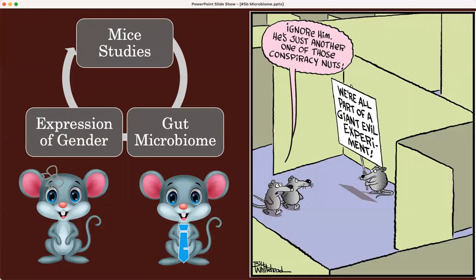So we're going to start with mice studies and the expression of gender and gut microbiome. I'm showing here a depiction of a mouse, a female with female characteristics, and a mouse with male characteristics. And the cartoon says, ignore him, he's just one of those conspiracy nuts. We're all a part of a giant evil experiment. Lots of mice experiments, things we cannot do using humans.